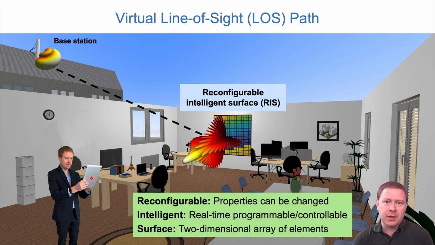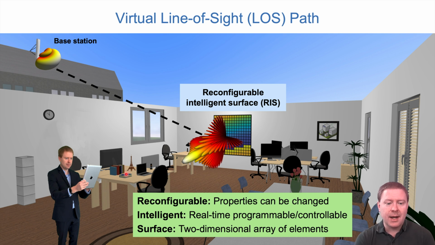The name Reconfigurable Intelligent Surface comes from the following idea. It's a surface in the sense of it's a two-dimensional area that we are using in order to reflect the signal, and it contains a number of elements that have properties that we can change. And it is reconfigurable because these properties are something that can be changed over time, and is intelligent because we have the programming unit that can control these things in real time.